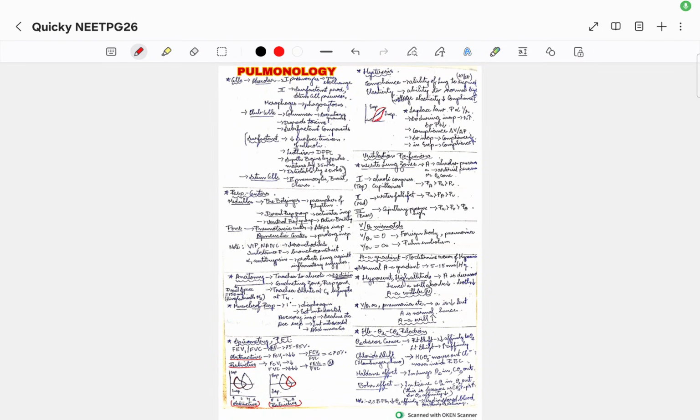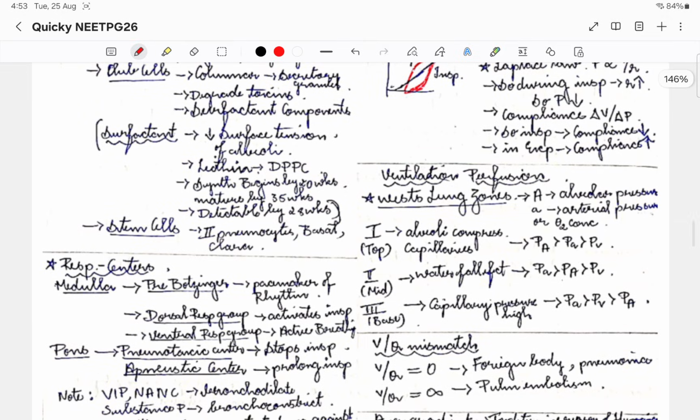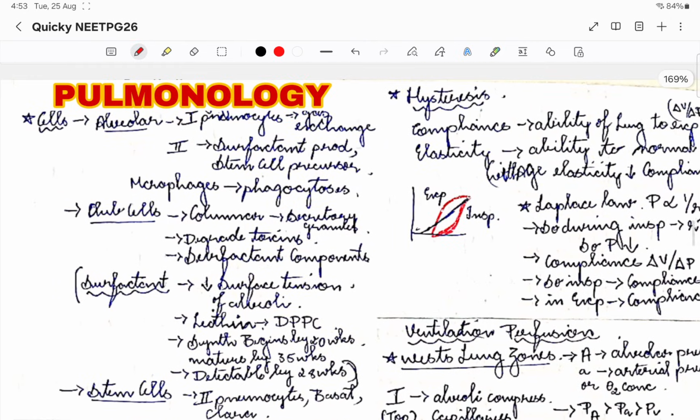Hello guys. So now coming to the second chapter of thorax, that is pulmonology. We'll discuss some of the anatomy and physiology of thoracic pulmonology, and then we'll go on to the specifics of pathologies and all the medicine and surgeries with respect to lungs and pulmonology. Beginning with a little bit of anatomy.